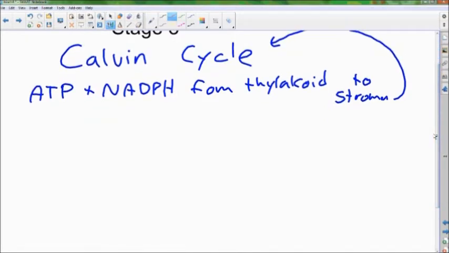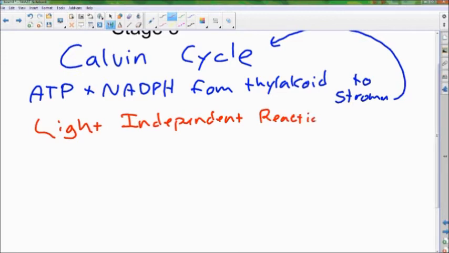A lot of times we call the Kelvin cycle the light independent reaction, whereas the other two parts of photosynthesis have to have light to happen. Light is actively driving those processes, and if there's no light, they're not going to happen. The Kelvin cycle can happen even if there is no light.